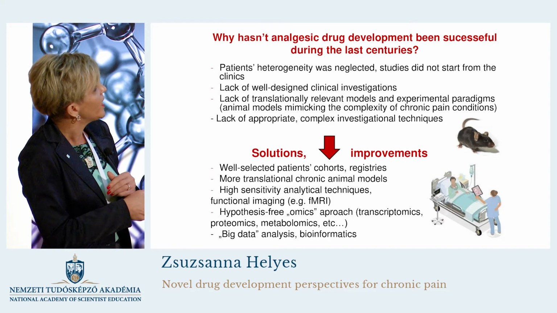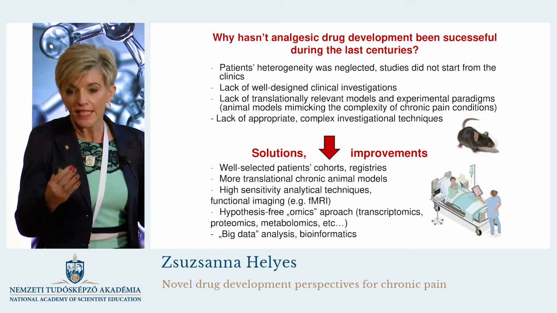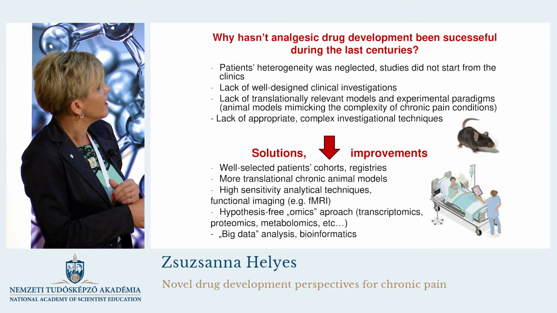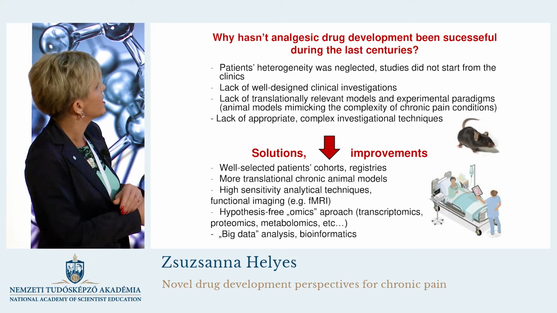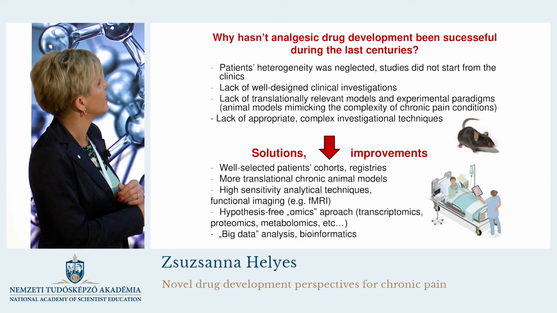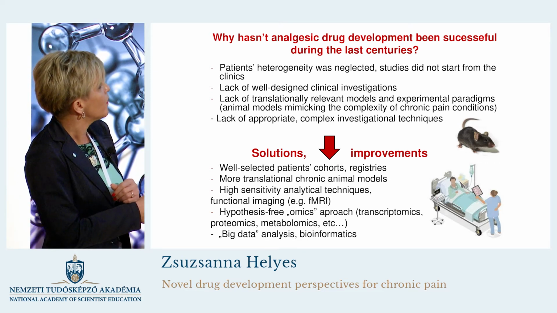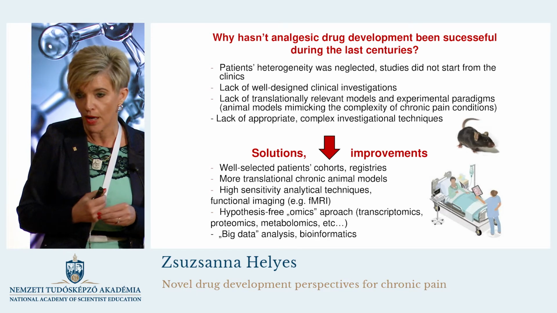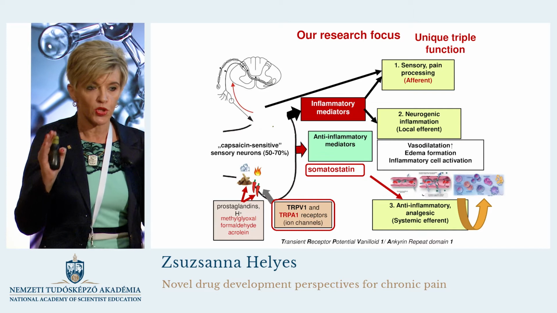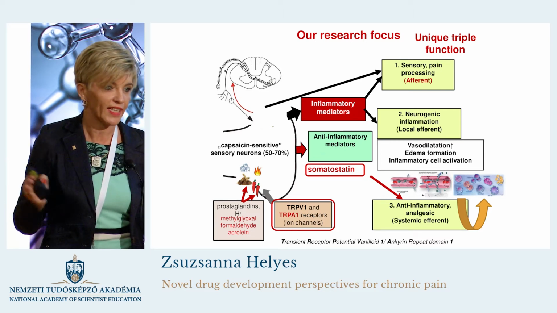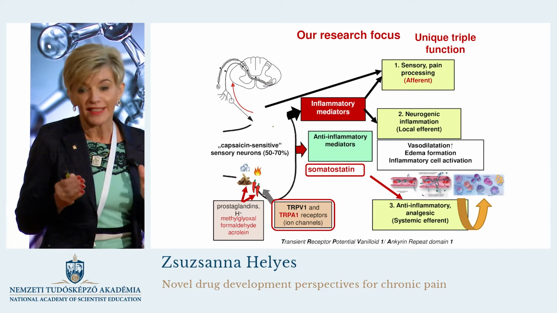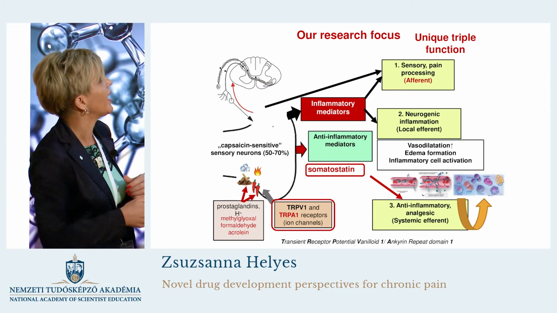And we should have a hypothesis-free omics approach, and this developed a lot, like determining the mRNA transcripts, proteomics, the proteins, and the metabolites in the human cohorts. And also we now have big data analysis and bioinformatics tools. And in the next few minutes, I'm showing you 3 directions that we have been pursuing in the last years and some relatively successful data that we obtained.